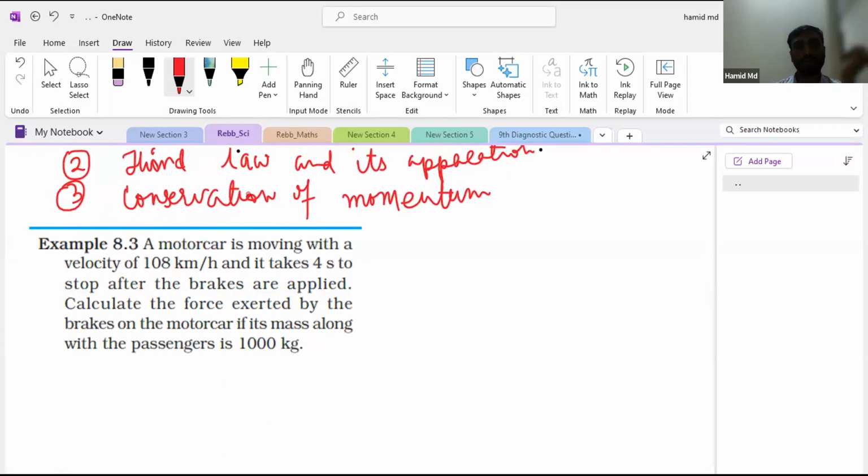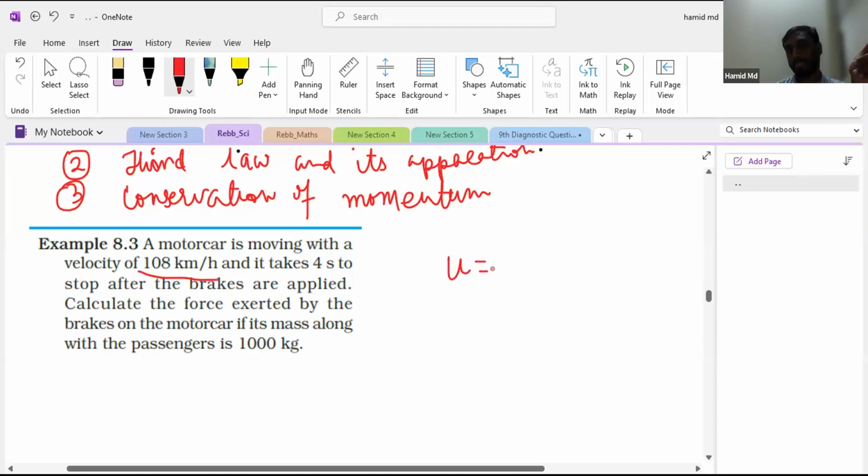A motor car is moving with a velocity of 108 kilometer per hour, right? So how will we proceed? 108 kilometer per hour is the initial velocity. Yeah, it's initial. So how will we change it into meter per second? Will you do it for me?